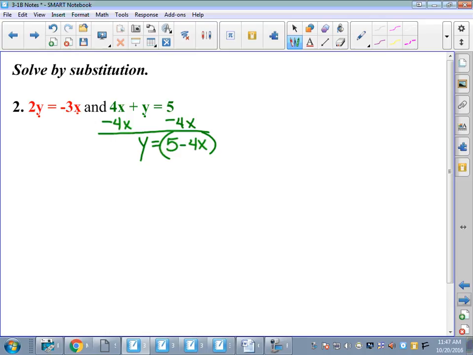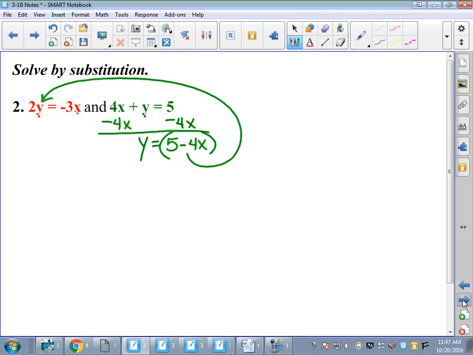I'm not graphing, so I don't care about slope and y-intercept or putting it into y equals mx plus b. If you want to put the negative 4x out in front, that's fine. Just make sure it has the negative sign in front of it. So I'm going to take this value. I like to draw the arrow, and I'm plugging it in for y because that's what it says. It says y is equal to 5 minus 4x.